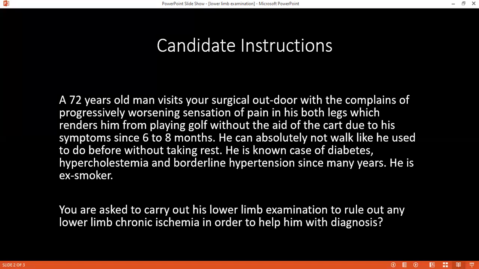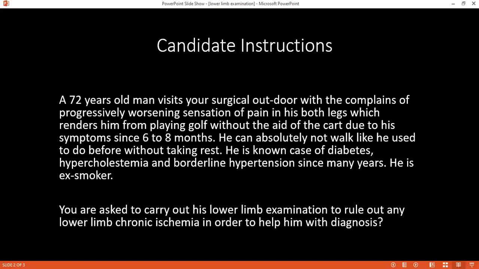Then I will examine the legs. I will do an inspection of the legs. I will look for the color of the legs. I will look for any cyanosis, any gangrene, any ulcers. I will inspect between the toes and over the heel also, and I will look for any signs of venous disease. And I will also look for any muscle wasting. I will ask the patient to wiggle the toes to assess the gross motor function.